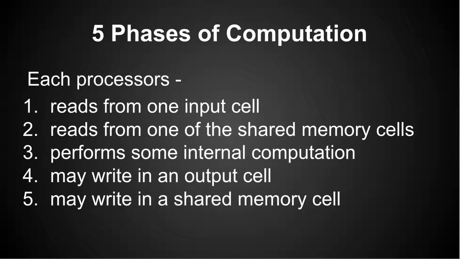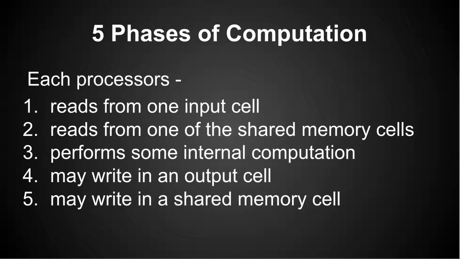There are 5 phases of computation. For each of the processors, at one clock cycle, they get to read from an input cell. They also get to read from any kind of shared memory cell. They get to perform some internal computation, and then they have the ability, if they choose to, to write to an output cell or write to a shared memory cell.